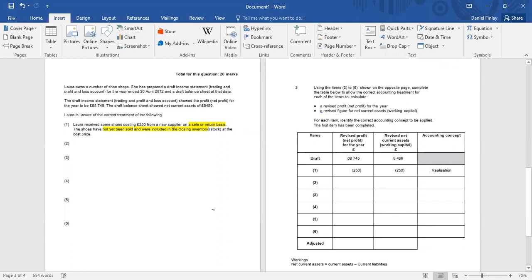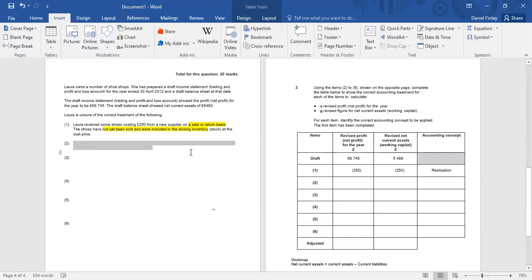Now, the closed inventory was a form of income, remember we said. So if that goes down, profit goes down. So that's why it's in brackets there. And it's also a current asset. So if that goes down, the net current assets will go down. And the accounting concept is realization because the thing hasn't been sold yet because it's on sale or return. So therefore, we can't change ownership yet.